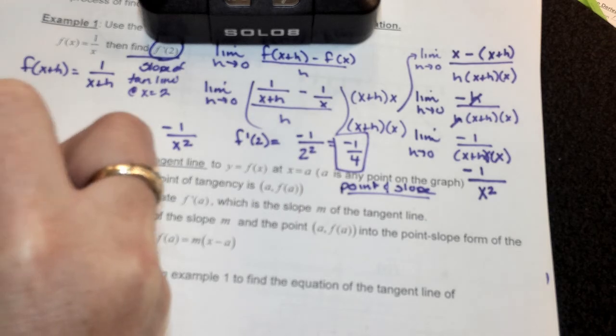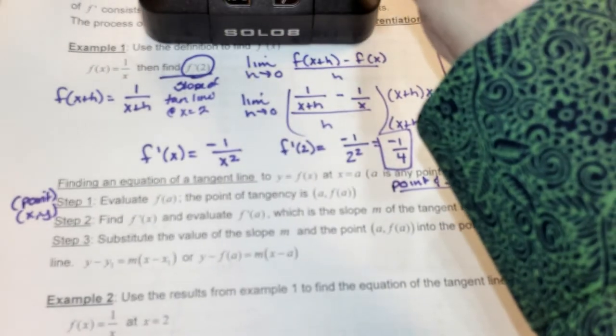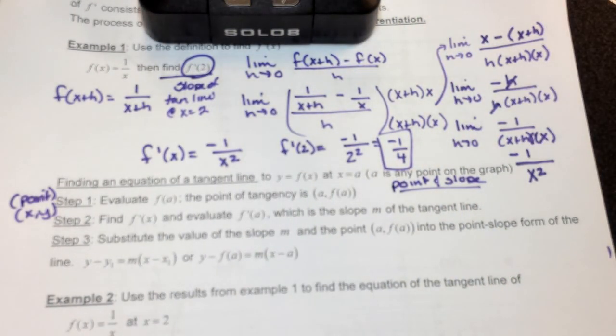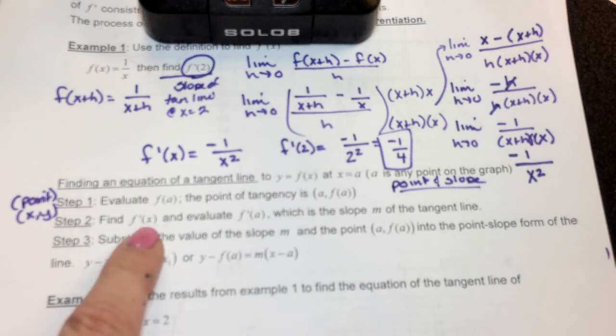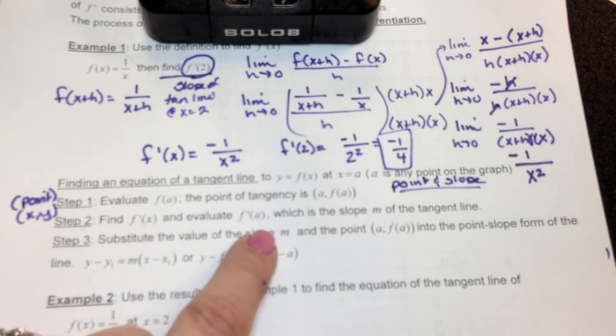If it's not given to you, you've got to find the point. You need an x and a y. The x has to be given to you. So if the y is not given to you, you have to find it on your own by simply plugging the x value back into the original equation. Always find the point. Find f prime of x. Find the derivative. And then you find the slope of the tangent line. You find that f prime of a.